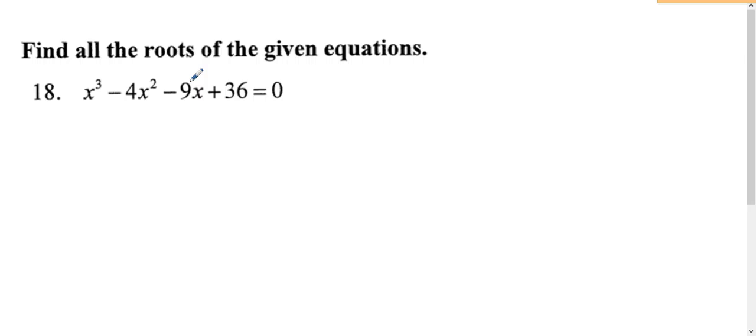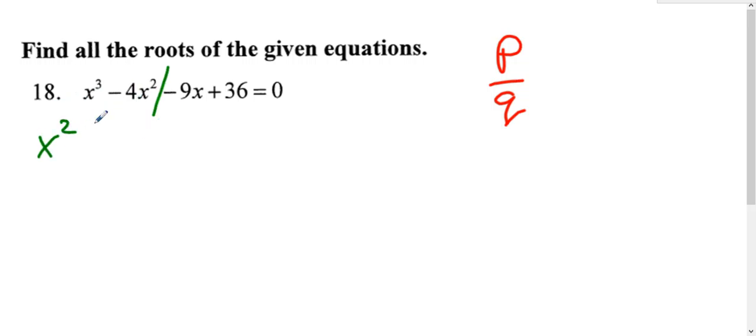To find the roots when they don't give you a root, you could start by finding the possibilities and listing all of those, which is the P over Q. But in this problem, since there are 4 terms, I would first check to see if you can factor by grouping. So split it.